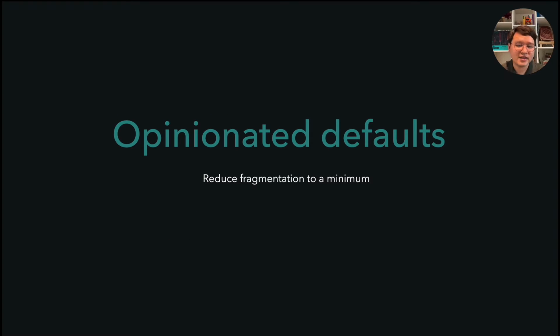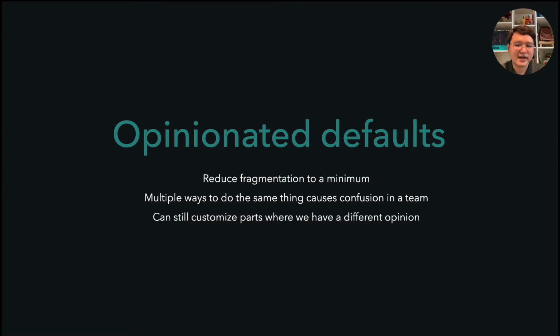Opinionated default, I think, is a very good thing. It reduces fragmentation to a minimum in a team, even in the Svelte community. If there is only one way to do the correct thing, then nobody will get confused. If there are like 2 or 3 ways to achieve the same thing, people might be confused which one we should take, and people might have different preferences, which could slow down the team in the long run. People can still customize parts that they don't like if they have a different opinion, but the default helps everyone know what the recommended approach from the Svelte team is.